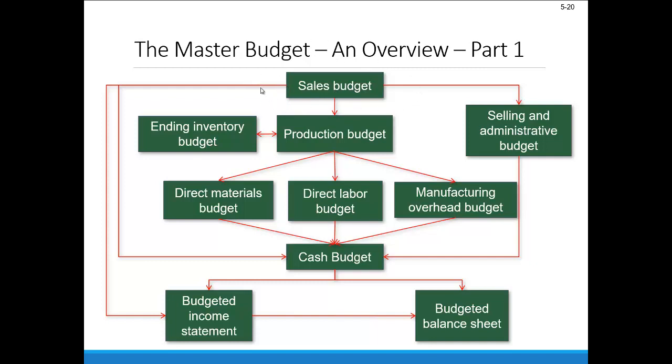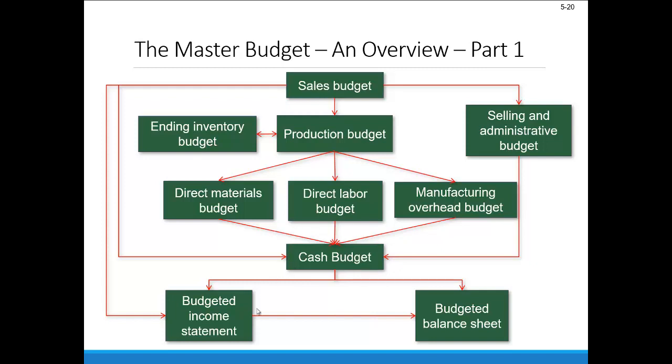This is at the start. So from that, we could develop our selling and admin budget. We'd also develop, if we think about a manufacturing context, a production budget. What do we have to make in order to fill all those orders, essentially? And because of that, everything for our inputs would follow. What do we need in terms of materials, labor, overhead? Then what do we need to do in terms of our cash flows?